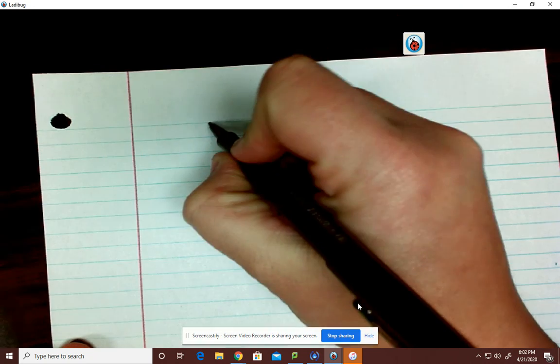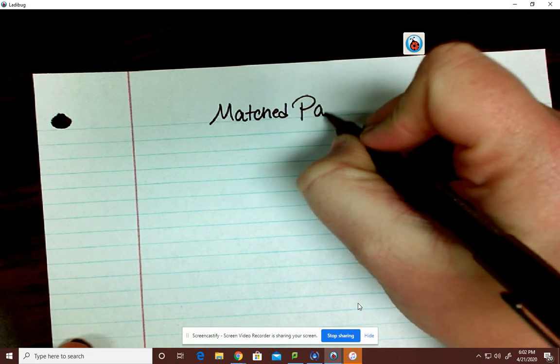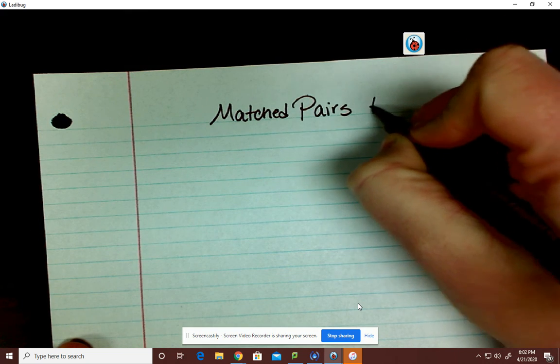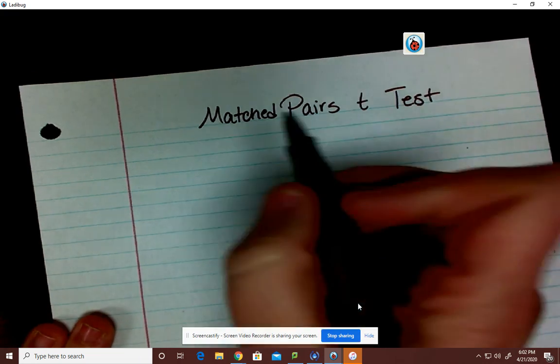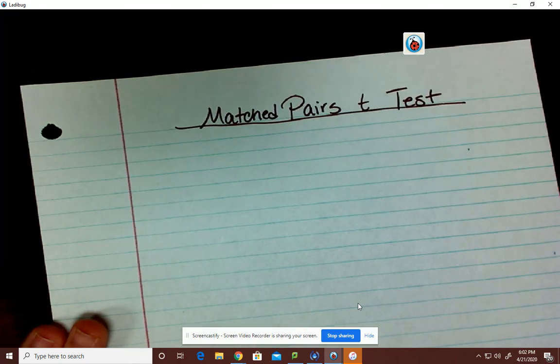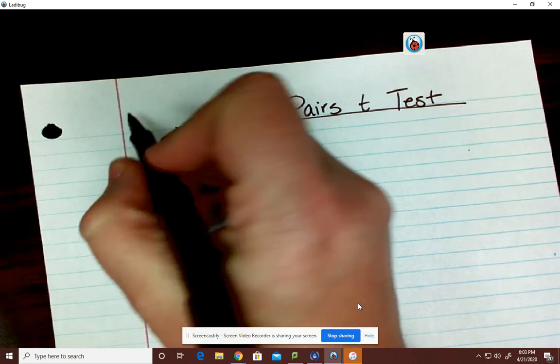So our last test is called the Matched Pairs T-Test. Now, when is this used? Because we went through one proportion, two proportion for categorical. We did one sample and two sample. And so now we're going to talk about, okay, what is this matched pairs and when is it used?